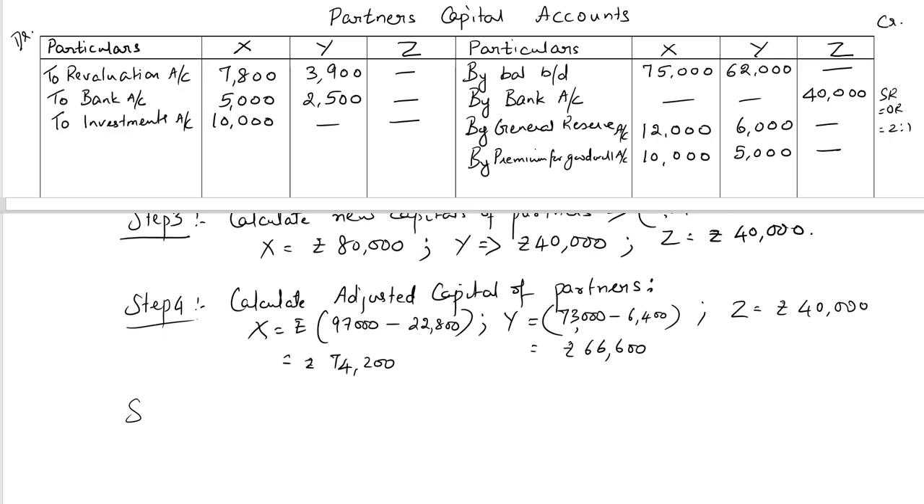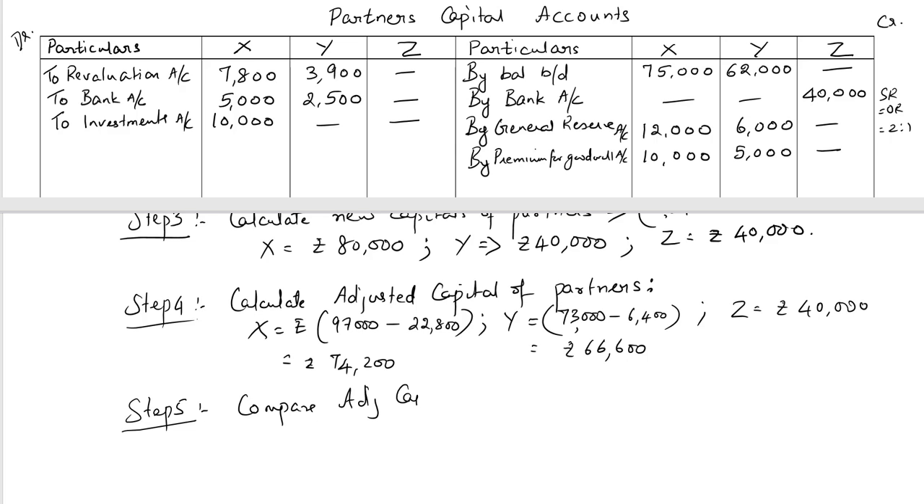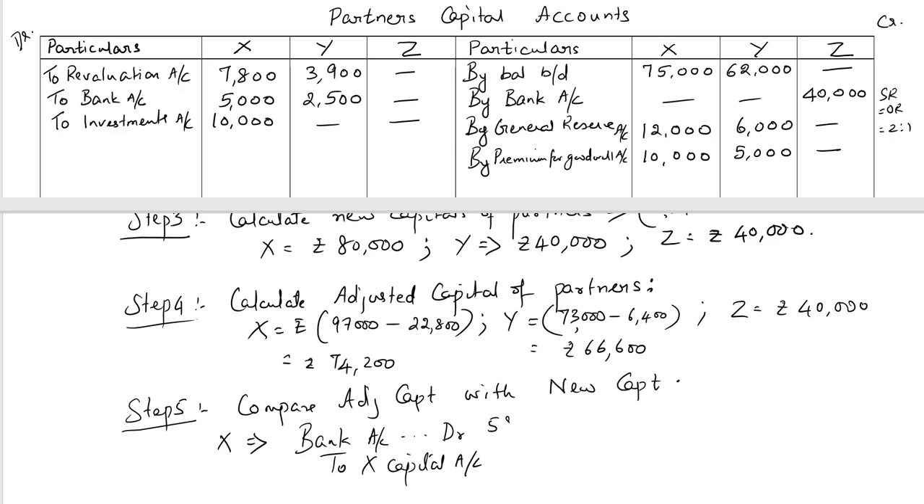The final step 5 is to compare adjusted capital with the new capital. In the case of X, adjusted capital is 74,200, whereas the new capital is 80,000 rupees. So X needs to bring in cash. So the journal entry is bank account debit to excess capital account for the amount of the difference, which is 5,800 rupees.